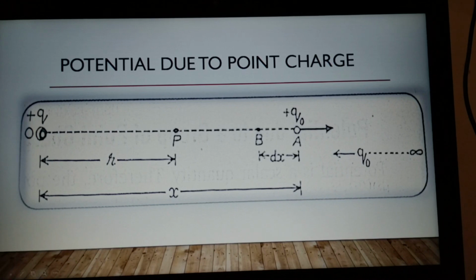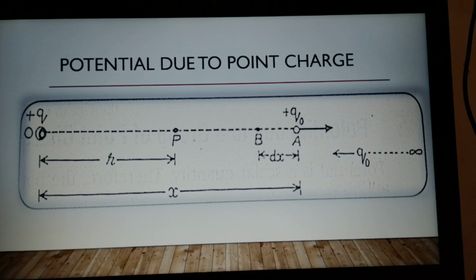For that, you consider initially Q0 is at a point A. Initially, that plus Q0, the test charge, is at a point A, which is at a distance x from your source charge. Is it clear? Our test charge plus Q0 is now placed at the point A, which is at a distance x from the source charge. Suppose you are displacing plus Q0 from A to B.